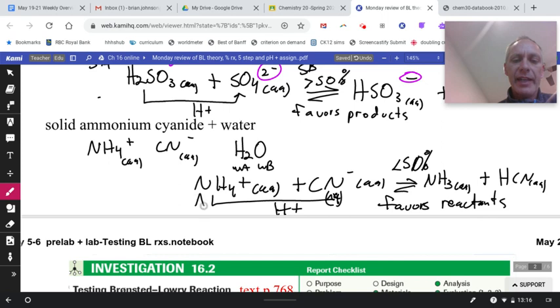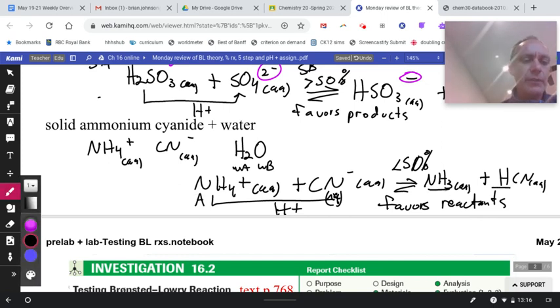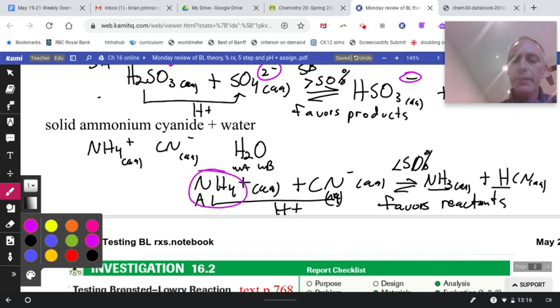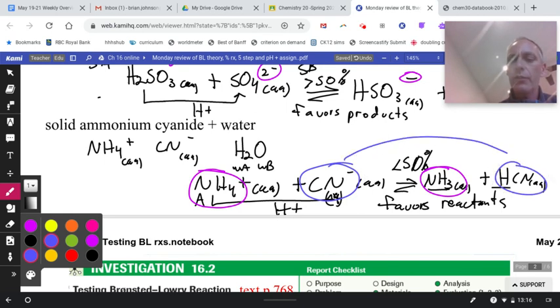If this is the acid, which of these is the conjugate base? Acid, conjugate base. Base, conjugate acid. Those pairs differ by a single proton.